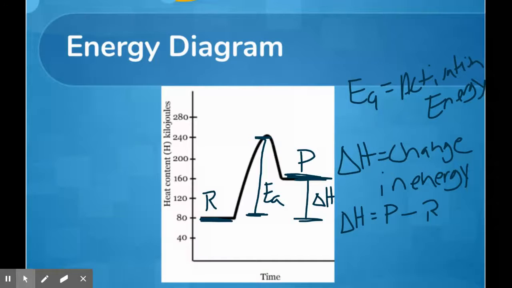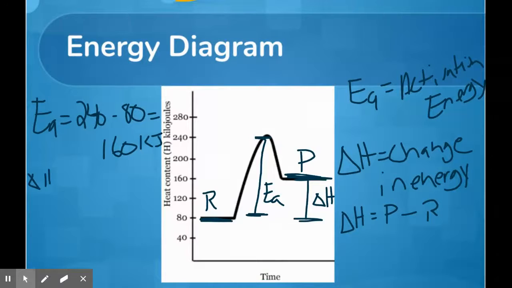The energy it takes for the reaction to start is the activation energy. So to calculate the activation energy, we are going to take the value from the top of the curve here, which is 240 kilojoules, and subtract the energy that is already in the reactants. So when you do that, you get an activation energy of 160 kilojoules. To calculate delta H, it is the energy in the products minus the energy in the reactants.